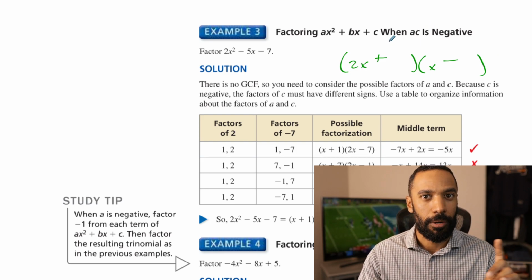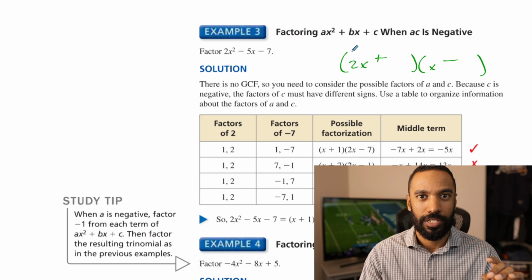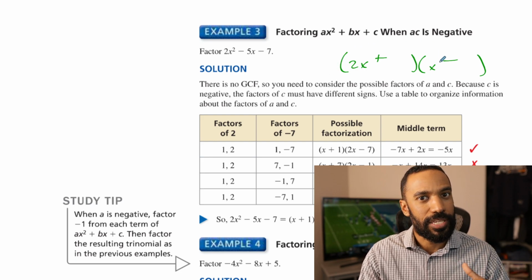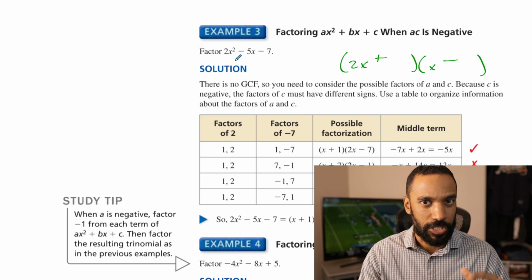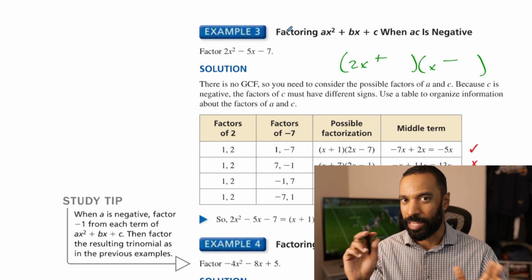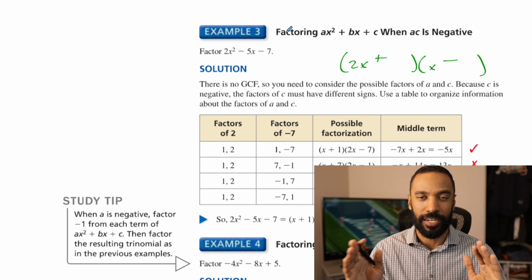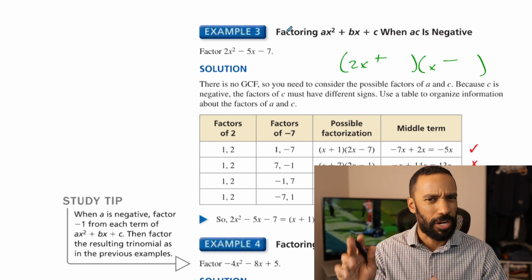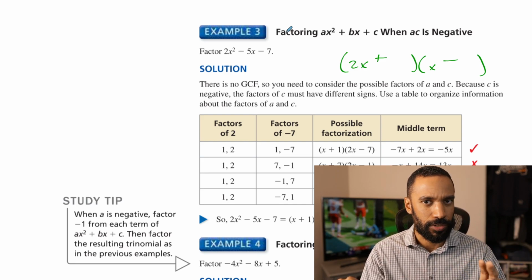Now, 7 and 1 are my factor tests. Let's do this together. 2 times 7 would be 14. That's going to make something that I don't think is going to get me to 5 quite yet. That's too large. I want to try 2 times 1 instead. 2 times 1, did I put a negative? 2 times negative 1 is negative 2.